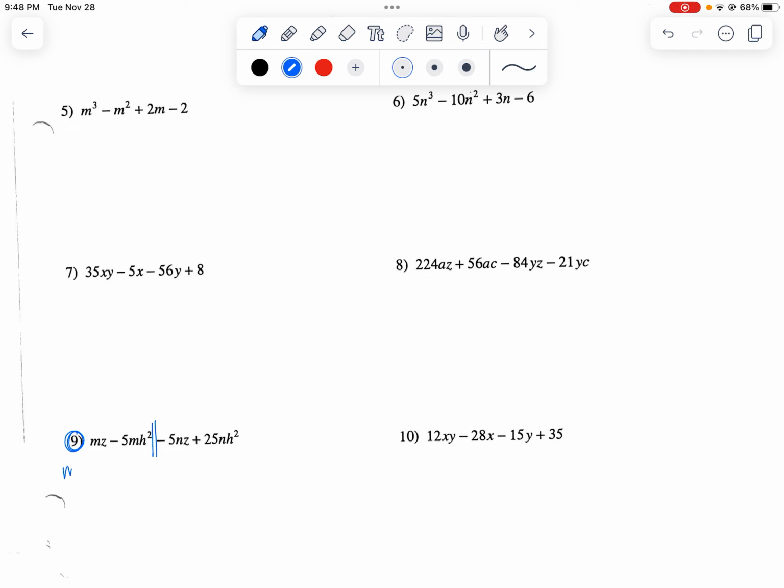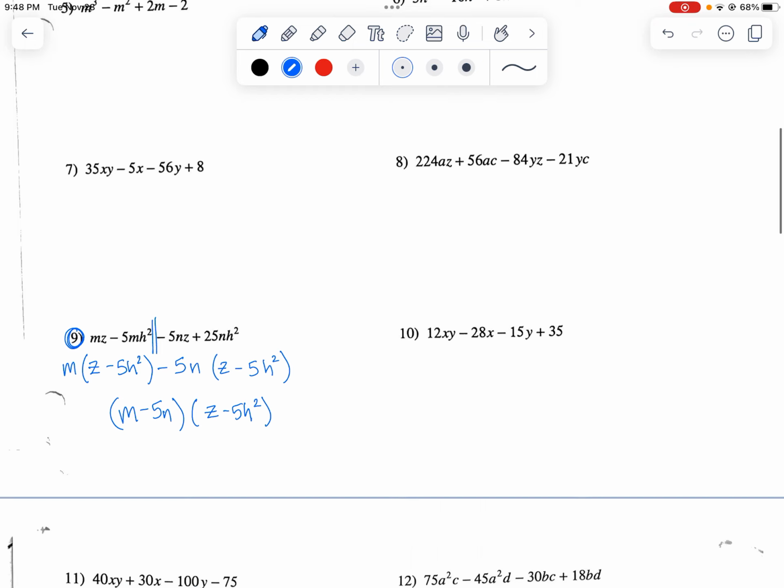Take out an m on the left-hand side, and I get z minus 5h squared. Take out a negative 5 on the right, as well as an n, and I get z minus 5h squared. There it is. m minus 5n is one factor. What's on the outside? What's on the inside? z minus 5h squared is my other factor.